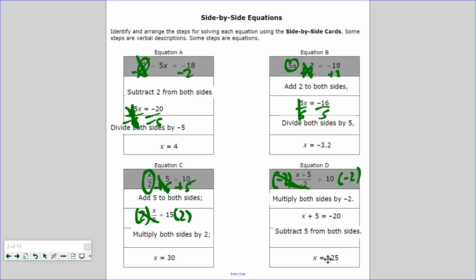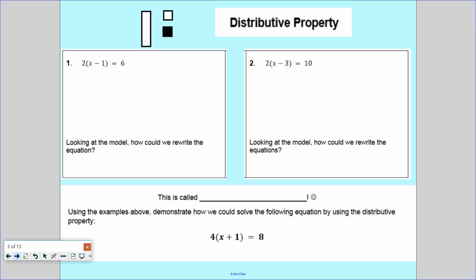All right, so from this, let's look at practice distributive property. You're going to see this lesson more in 8th grade and in algebra, but we are still going to focus on this because we are pre-AP. So it's saying you have two, how would you say this in words? Two groups of x minus 1.